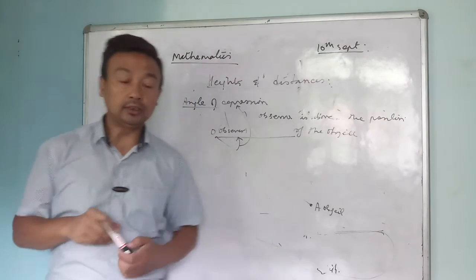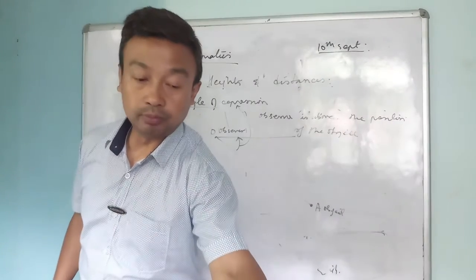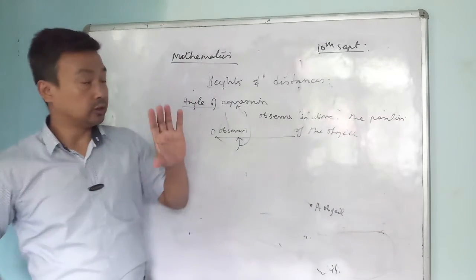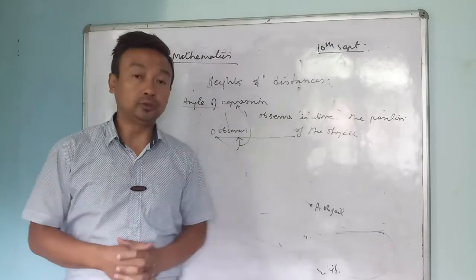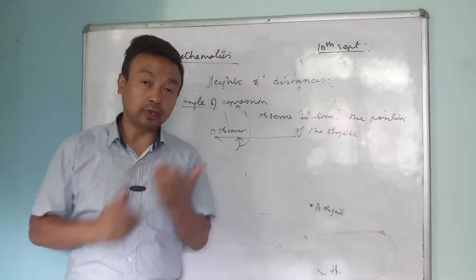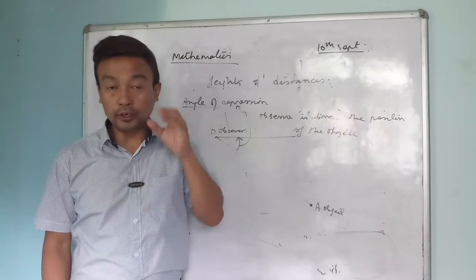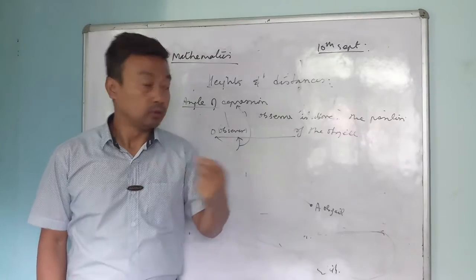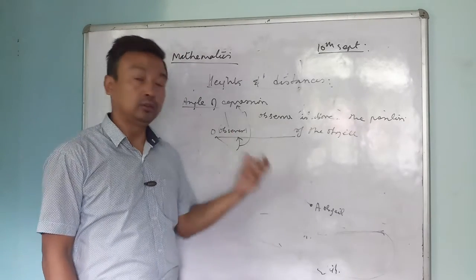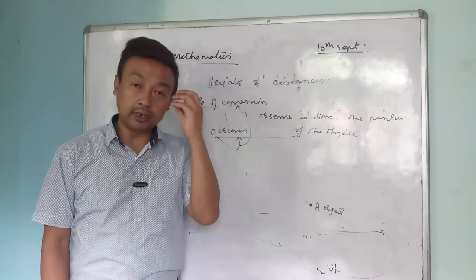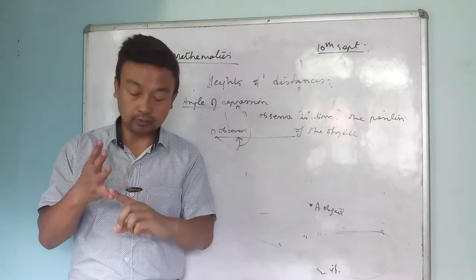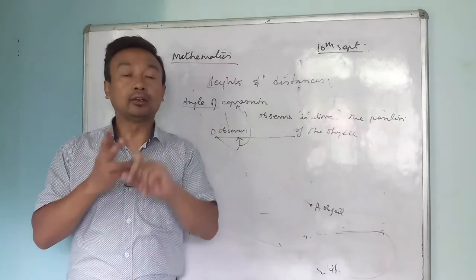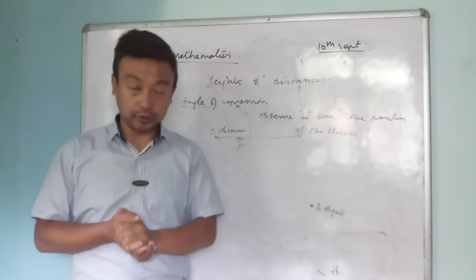In heights and distances, it is quite simple. There will be a word problem given to you. You have to read that question and deduce the diagram. There will be at the most two diagrams, and the diagram will be drawn on the basis of the knowledge of object, observer, angle of elevation and angle of depression.